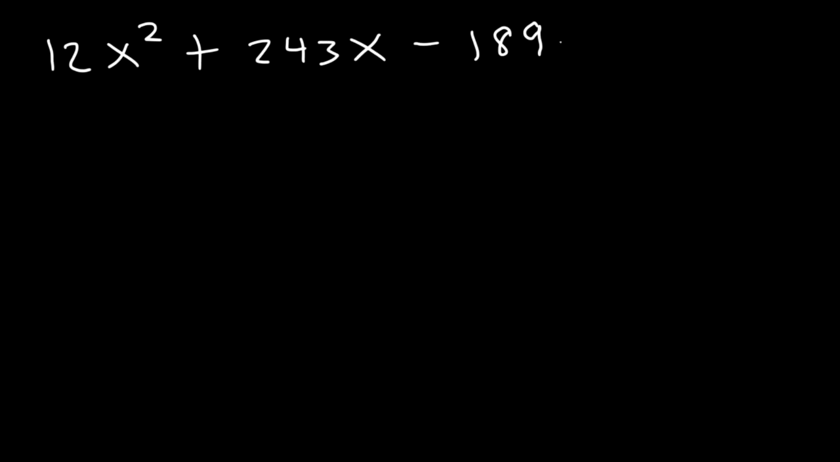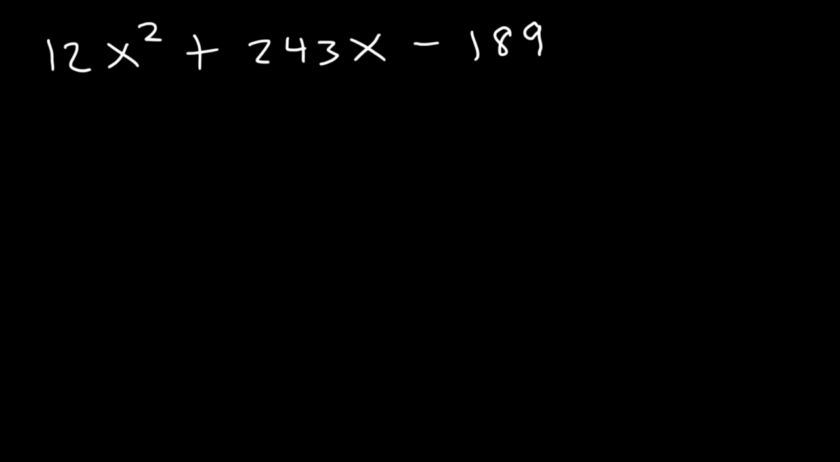Now, sometimes you may encounter difficult trinomials that are just very hard to factor. Consider this one. How would you factor 12x squared plus 243x minus 189? How would you do it?